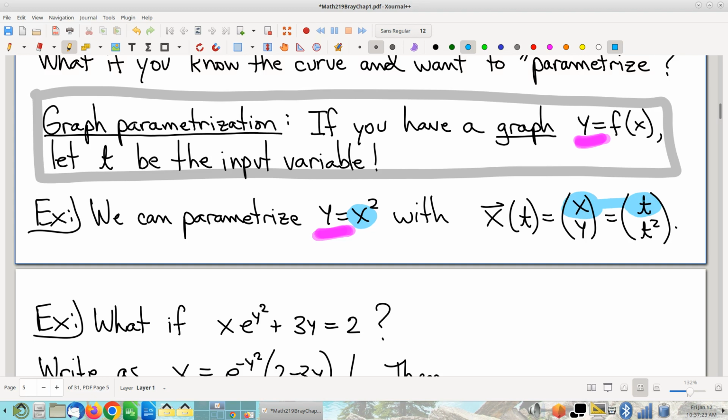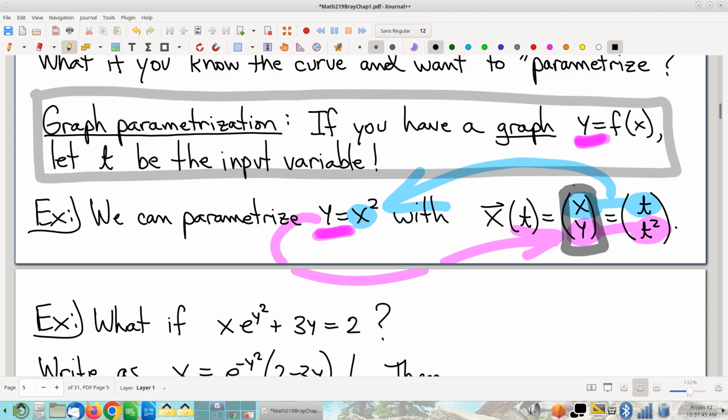I've basically already won. It's just a matter of putting the pieces together. So if y is equal to x squared and x is equal to t, well then that sort of forces y to be t squared. And lo and behold, I have position as a function of t as required. So easy. Everybody see how that worked?